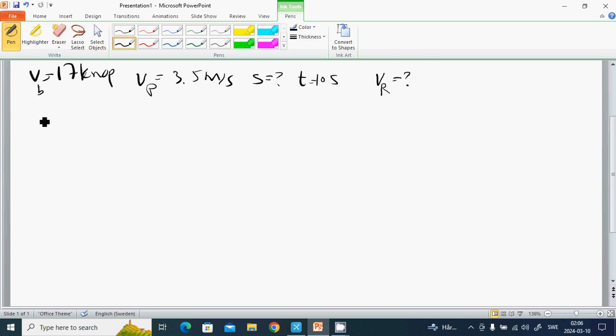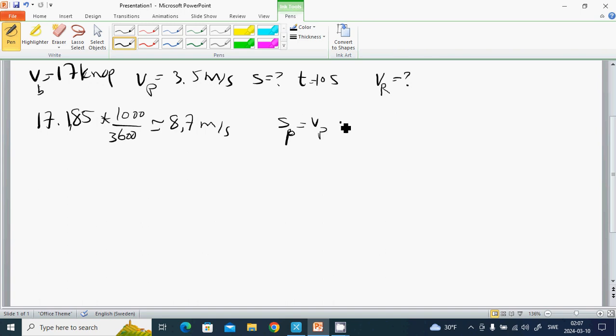We know that 1 knot is 1.85 kilometers each hour. Then we have 17 multiplied by 1.85 multiplied by 1,000 divided by 3,600, and it is 8.7 meters per second. And S2 is V_P, S_P equals V_P multiplied by T, it is 35 meters to the west.